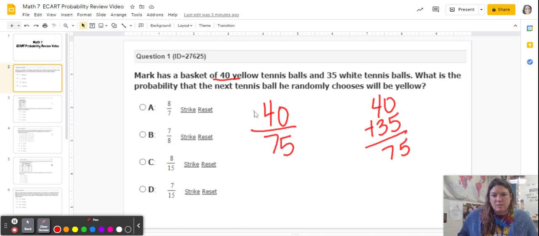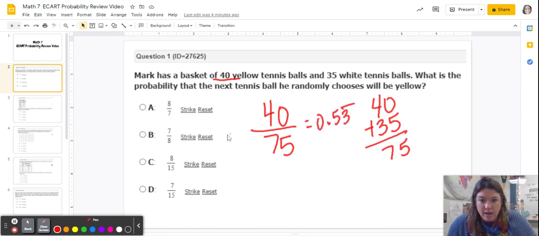So make sure in Desmos, actually you guys, that key won't be there on the SOL. So practice simplifying or turning this to a decimal. So if I turn 40, because there's multiple answers there, if I turn 40 divided by 75 into a decimal, I get 0.53 repeating. So I know that my answer has to equal that. So 8 divided by 7 does not equal that. That's 1.14. That's not it. 7 divided by 8 equals 0.875. So that's not it. 8 divided by 15 is 0.53 repeating.